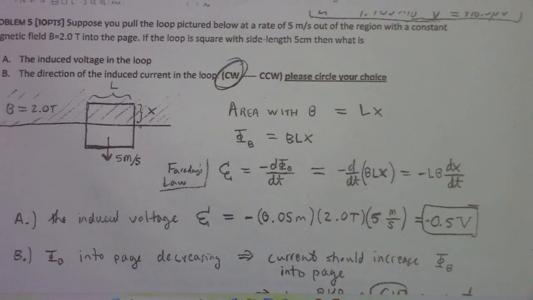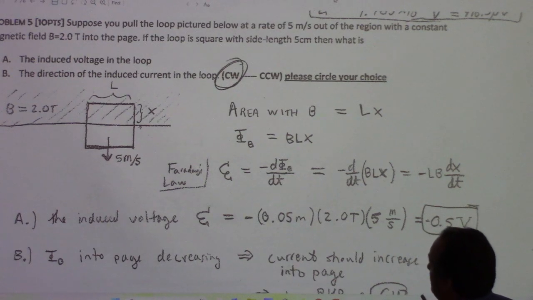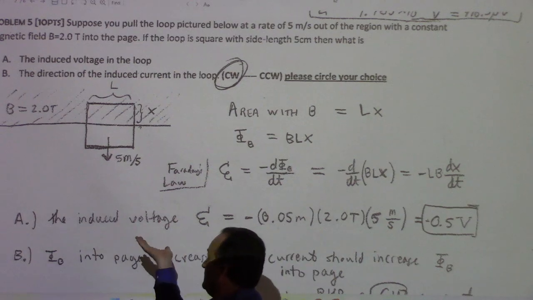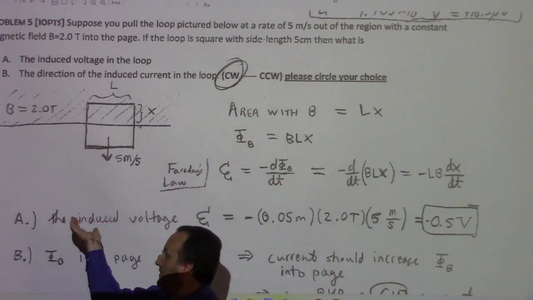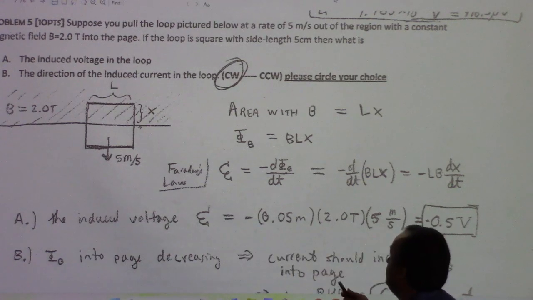All right, so if I'm pulling this loop down, originally we've got a lot of flux going into the page. As you pull it down, you're decreasing the flux into the page. So the induced current needs to be such that it tries to increase the flux into the page. To increase the flux into the page, I want to go like that, and that is a clockwise current.